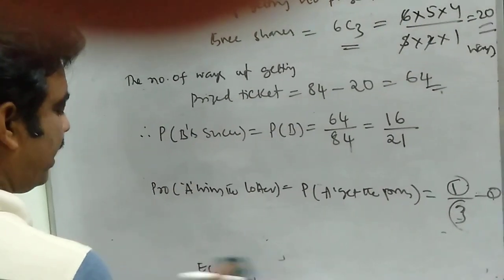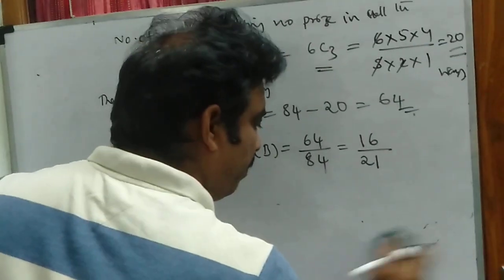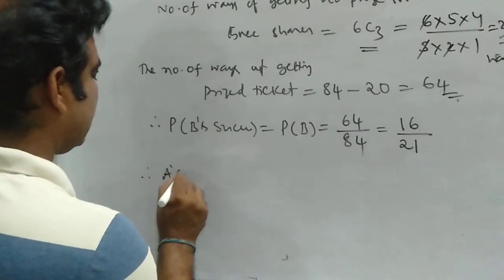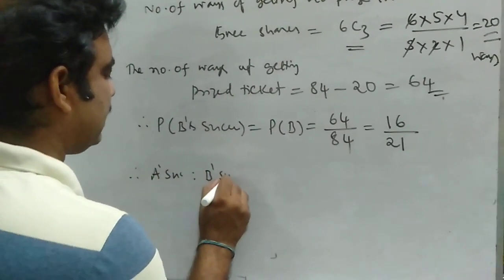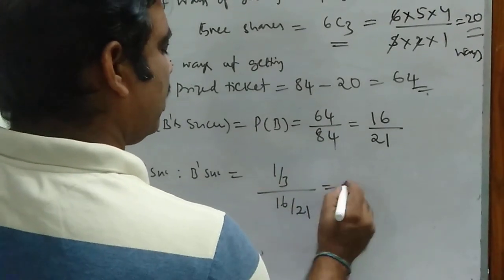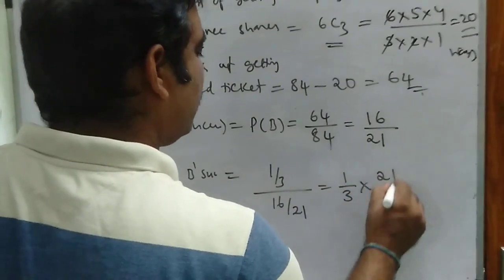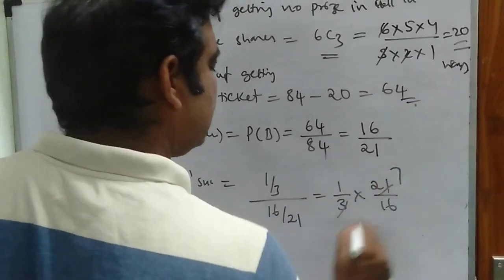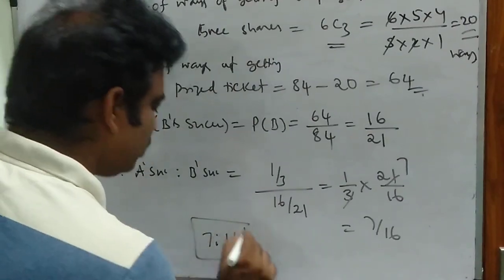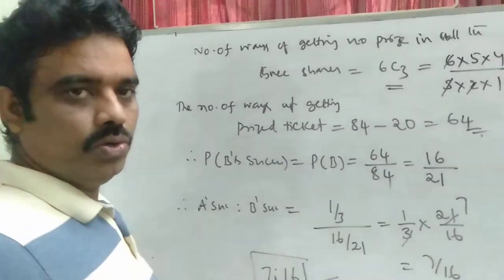Now we have to find the comparison of A's success to that of B's success. Therefore, A's success to B's success is equal to 1 by 3 divided by 16 by 21. That is 1 by 3 into 21 by 16. That is 7 by 16, or the ratio is 7:16, which is the required solution.